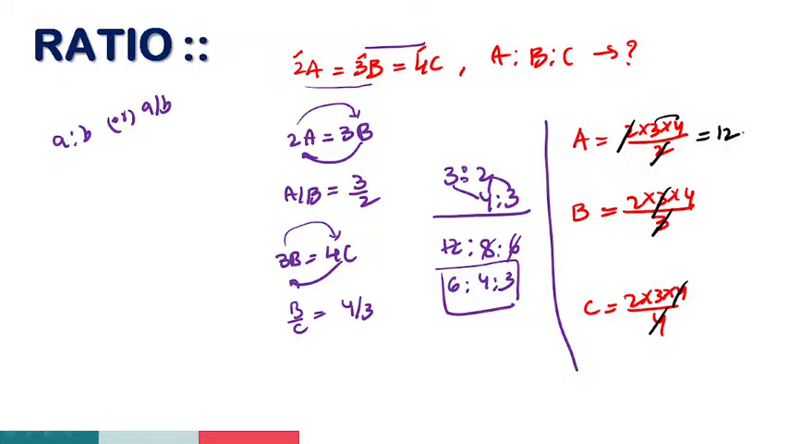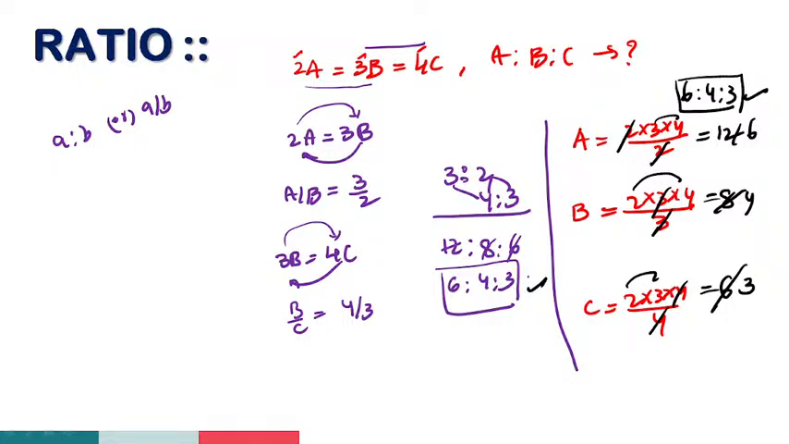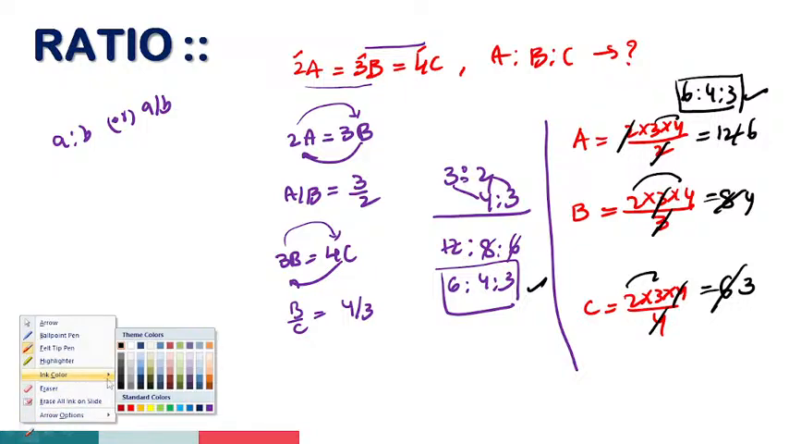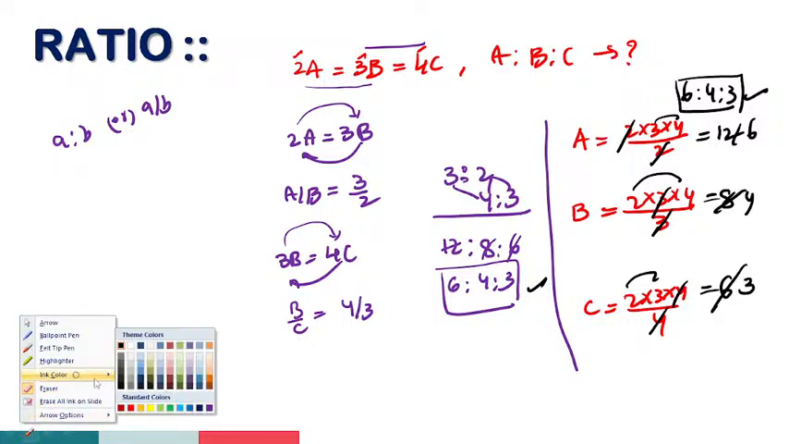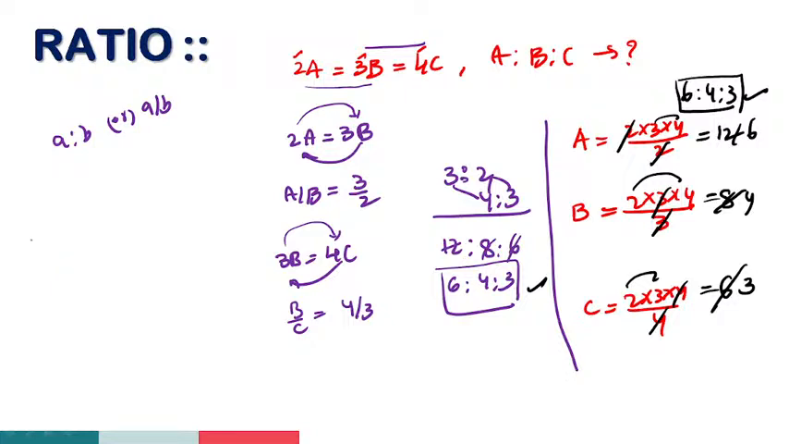3 4s are 12, 2 4s are 8, 2 3s are 6, and is there any cancellation? Yes, 2 3s are, 2 4s are, 2 6s are. The final answer is 6 is to 4 is to 3. If you follow the second method also, we are taking at least one or two minutes. I think it's a waste of time, and I want to answer within a fraction of seconds, or without a pen.